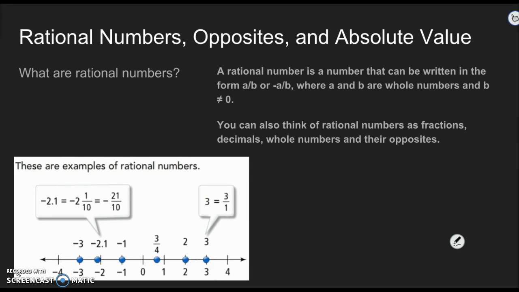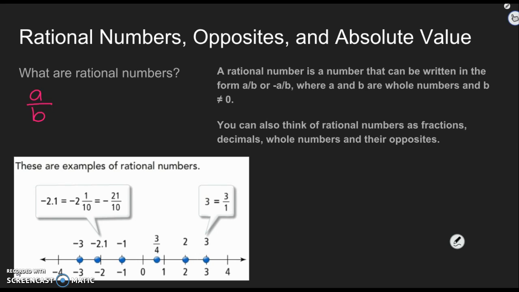So what are rational numbers? A rational number is a number that can be written in the form of A over B or negative A over B, where A and B are whole numbers and B is not equal to 0. Rational numbers can be fractions, decimals, whole numbers, and their opposites. Any number that is a rational number must be able to be written as a fraction, A over B. That number can be positive or negative.